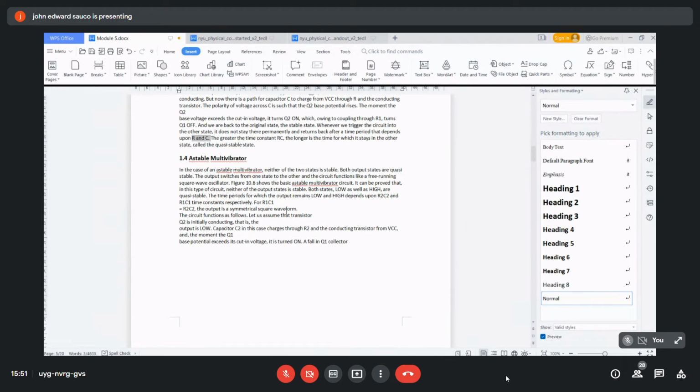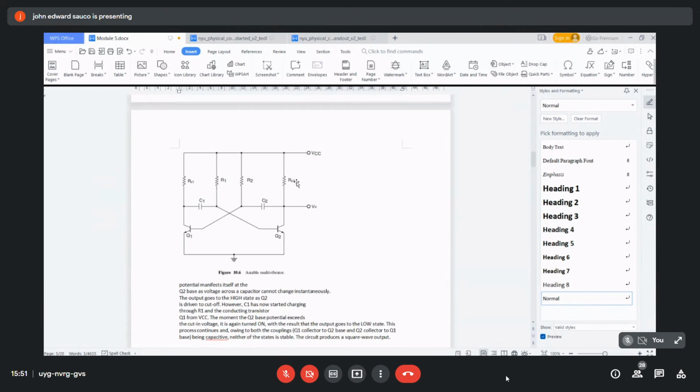The circuit functions as follows. Let us assume the transistor Q1 is initially conducting, that is, the output is low. So the capacitor C2 in this case charges through R2 and the conducting transistor from VCC, and the moment Q1 base potential exceeds its cut-in voltage, it is turned on and Q1 falls again. So ito yun. Yan yung ating circuit diagram.